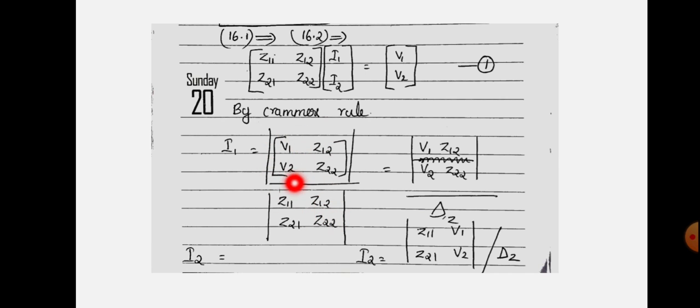The numerator matrix is obtained by replacing the first column by V1 and V2, and the denominator matrix is the determinant of the z parameter matrix. Let us represent that denominator by delta Z. So we will get I1 equal to the determinant of V1, Z12, V2, Z22 divided by delta Z. Similarly, I2 will be obtained by replacing the second column by V1 and V2. So we will get the determinant of Z11, V1, Z21, V2 divided by delta Z, where delta Z is the determinant of the z parameter matrix.